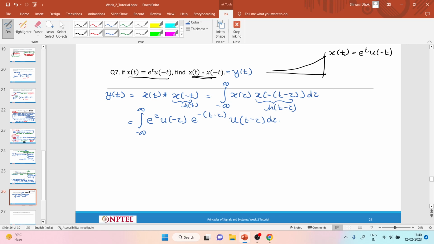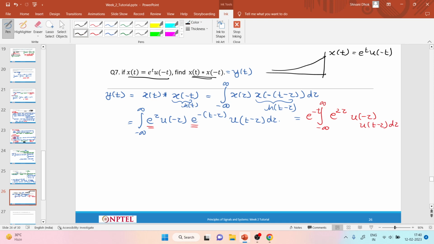Okay, now let us simplify these. Let us look at this term and this term. If I combine these two terms, e power tau and e power minus t minus tau get converted to e power 2 tau, that is, the integral from minus infinity to infinity of e power 2 tau, and the remaining e power minus t we can just take outside, into u of minus tau into u of t minus tau d tau.